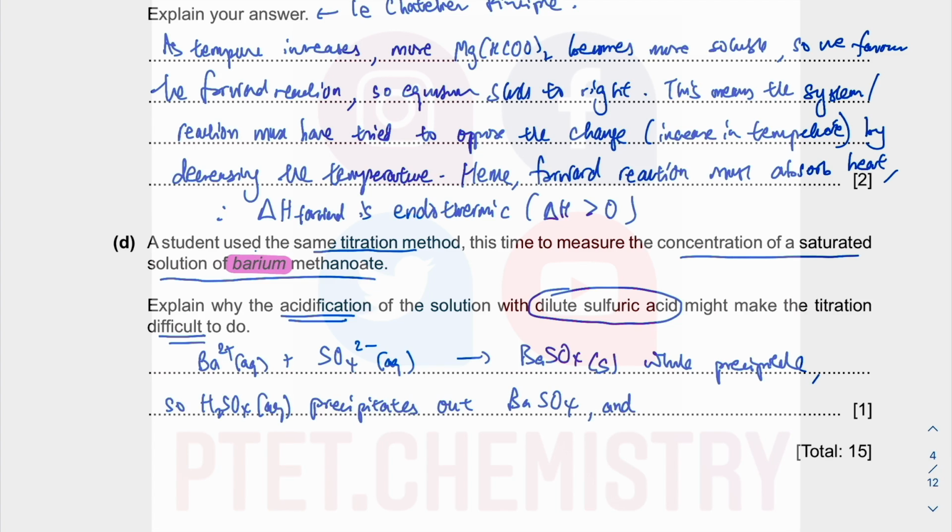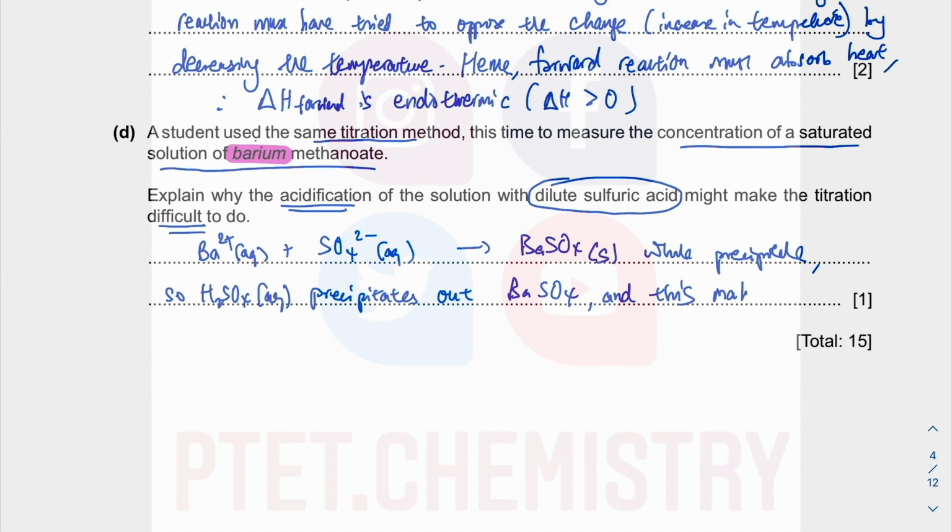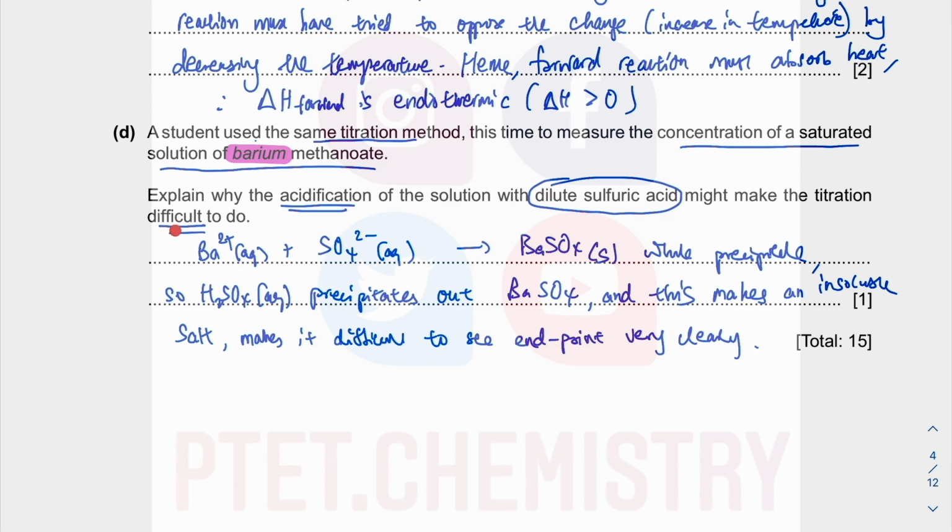And when you form a precipitate, it is white in color. So this makes an insoluble salt in the titration. An insoluble salt before you even start the titration, okay? This makes an insoluble salt, which makes it difficult to see the endpoint very clearly, because they are not saying why it is impossible, they're saying why it is difficult.